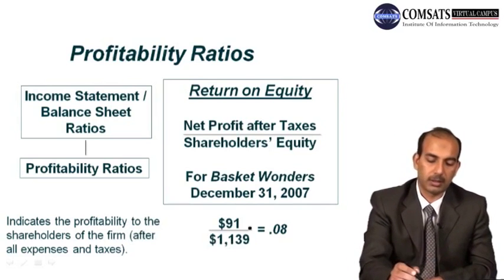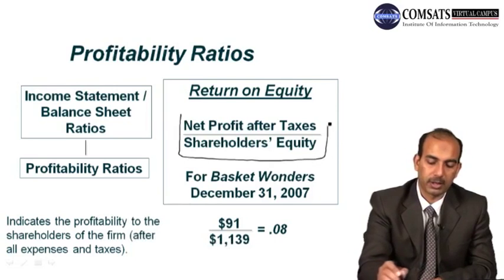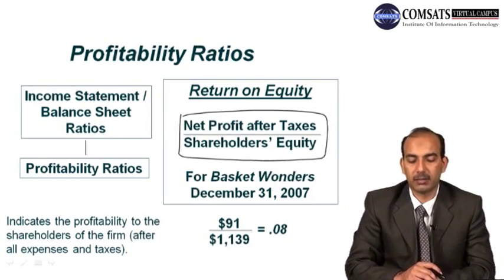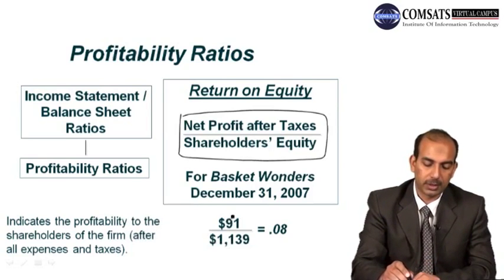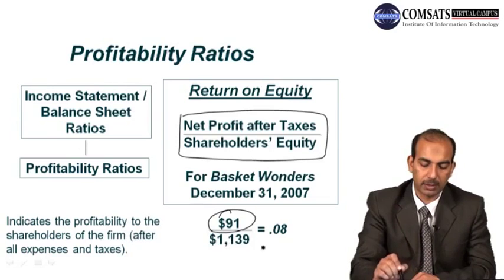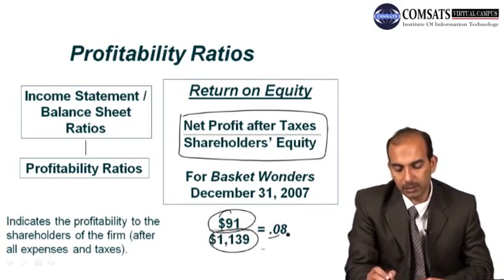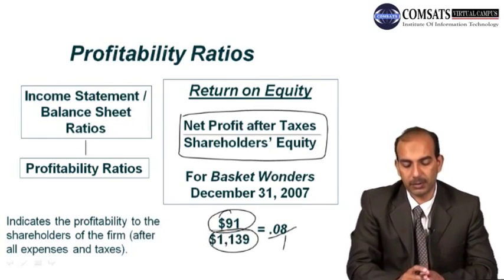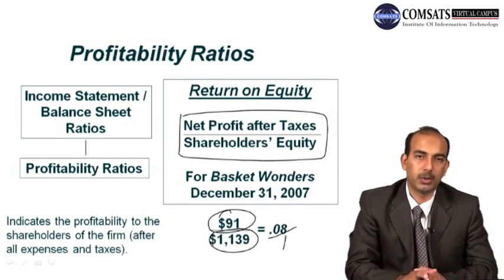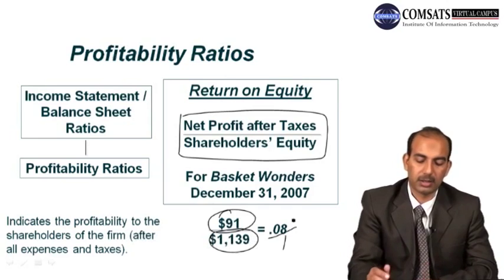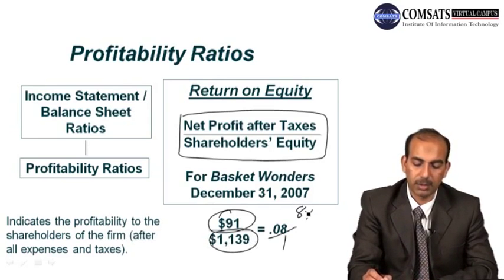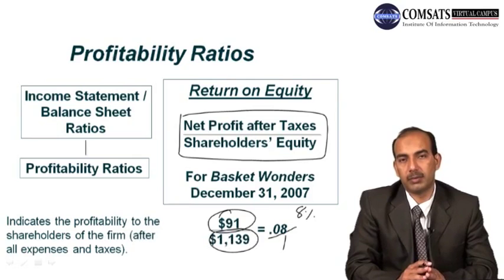So we can achieve that by this formula: net profit after taxes divided by shareholders' equity. And for basket vendor, we have these figures that the net profit after taxes and then the shareholders equity both are reported here. So for every dollar or for every unit of shareholders equity, the contribution towards the net profit is 0.08, or you can say 8%. It means for every $100 of equity, the firm is earning $8.